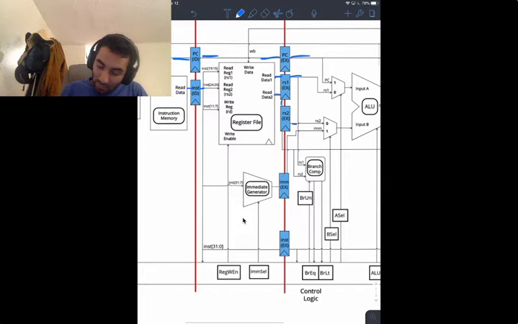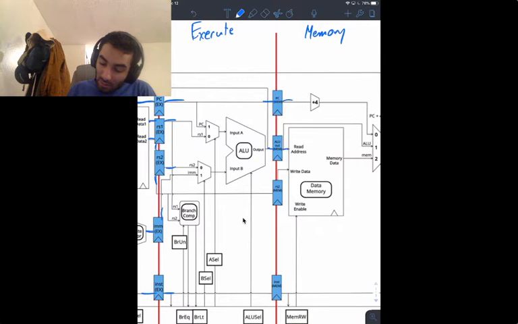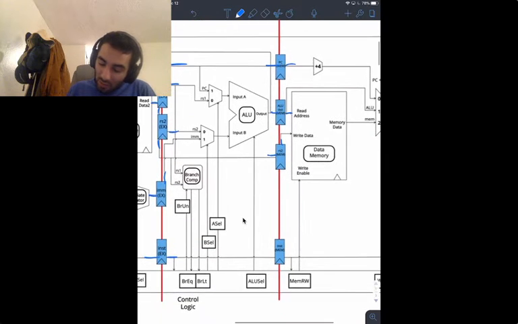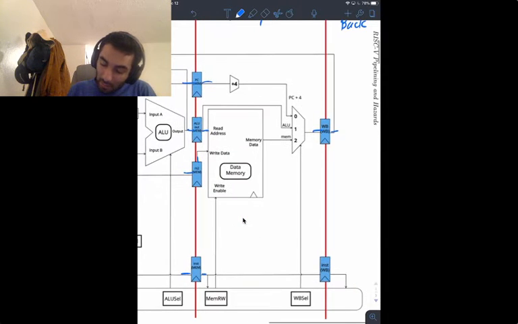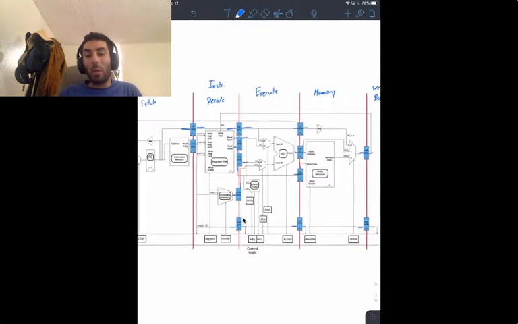The immediate is passing through. The instruction is passing through there. The PC is passing through. Every wire that's crossing one of these red lines, you gotta pipeline it. Okay, that's it. That's all pipelining was.